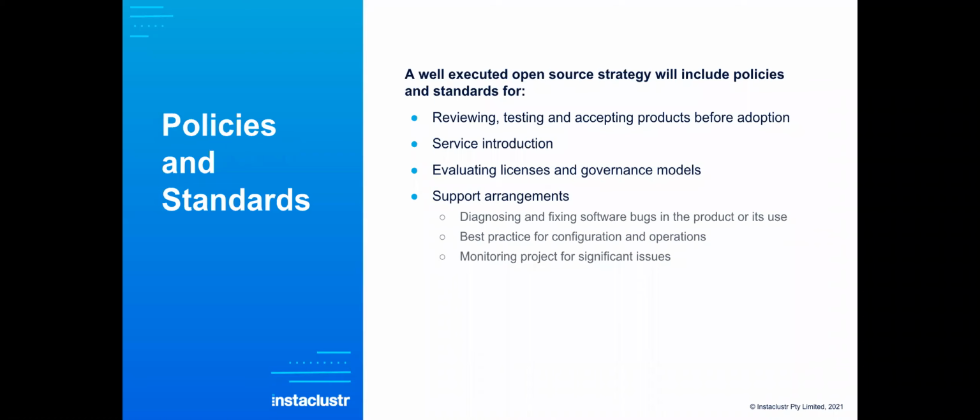The next thing, if you're a large corporation getting into open source, is that you're obviously going to need some policies and standards, because you need policies and standards for everything if you're a large corporation. Some of the things you'd want to be thinking about there are how you're going to review, test, and accept products before you adopt them. You shouldn't let any developer go and pick a random piece of open source and build it into the core of your architecture.